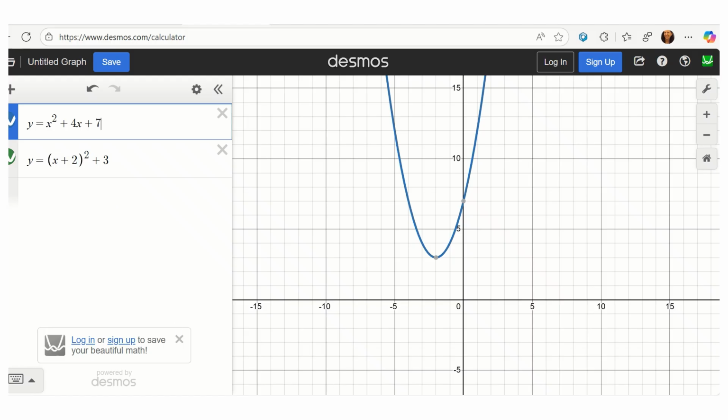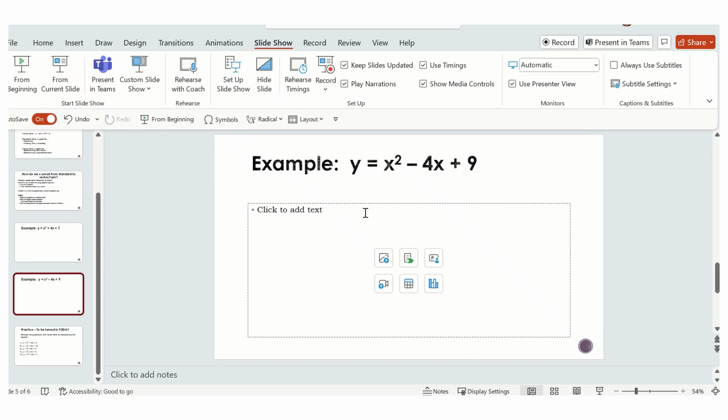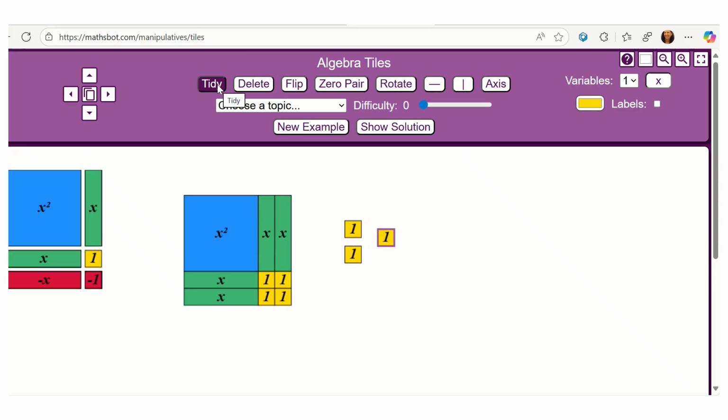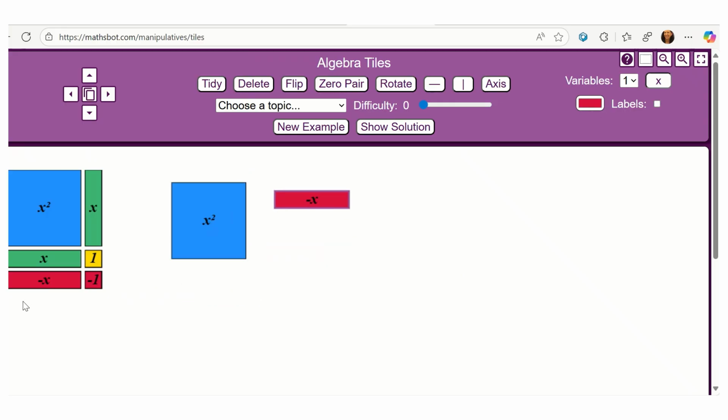All right, now I mentioned this before, just like what I'm going to do next. So the next one we're going to do is x squared minus 4x plus 9. I won't bother blowing that up because I'm not going to write on the slide until after we're done. So x squared minus 4x plus 9. We got negative numbers. So I'm going to click tidy and model this one. So this will be x squared. Now this time it's going to be minus 4x. So I'm going to go ahead and grab these negatives.